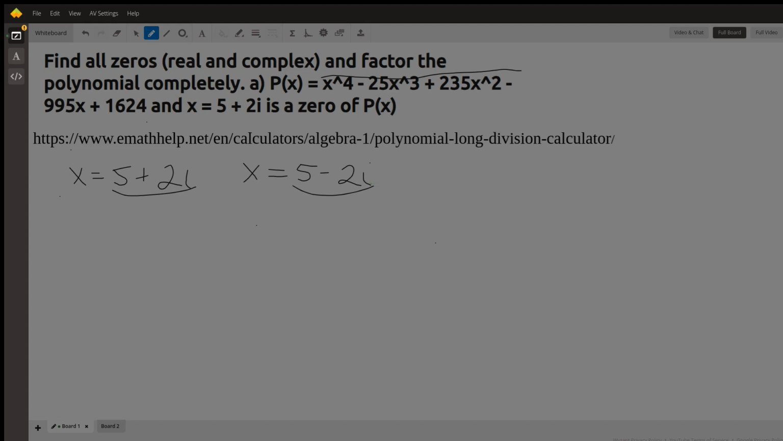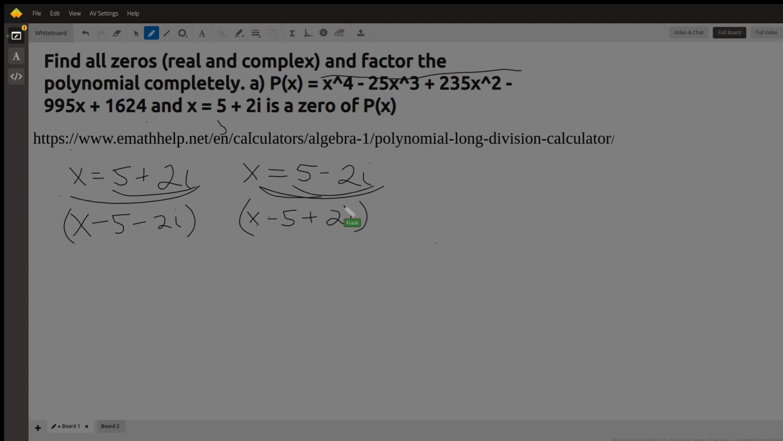Now, how do I turn those into factors? Well, I'm just going to subtract 5 on this one. Subtract 5 from both sides, subtract 2i. x minus 5 minus 2i. And really, I should write equals 0, but I'm not going to because I don't need the equals 0 part right now. This one, I'm going to subtract 5 and add 2i to both sides. x minus 5 plus 2i. So those are the actual factors that come from these zeros.